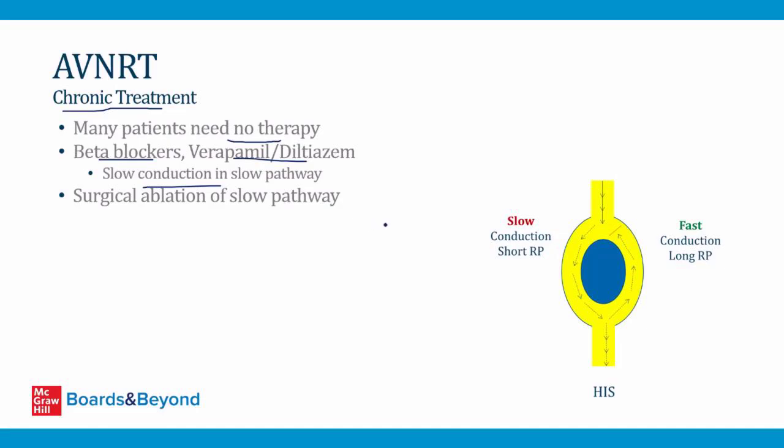And then finally, for patients who are having lots of episodes that are breaking through on drug therapy, there is a surgical ablation procedure that can be done. Basically, an electrophysiologist identifies the slow pathway and then burns it, meaning turns it into scar tissue so it no longer conducts. And then the patient no longer has dual pathways for the development of AVNRT.